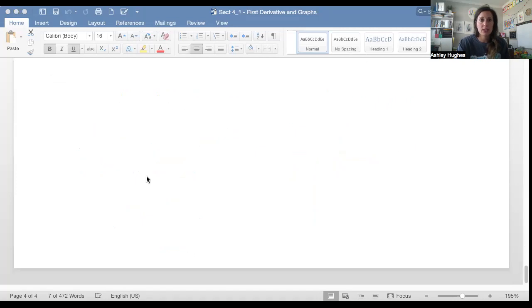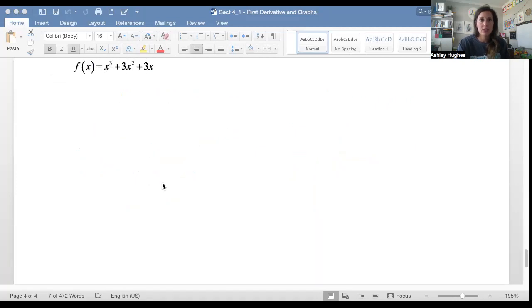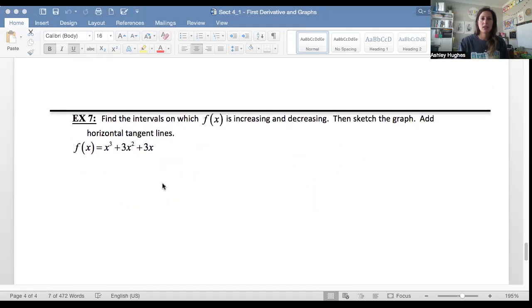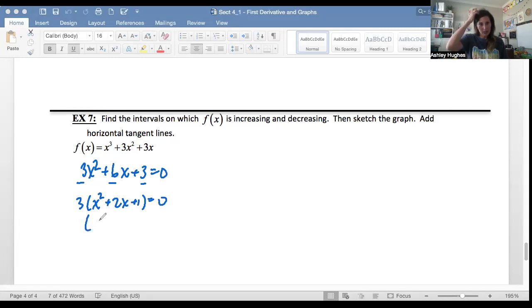Let's try the next one. Where is the function increasing and decreasing? So 3x squared plus 6x plus 3. Let's see if we can find a GCF. That's 3, so x squared plus 2x plus 1. So that would be, is that a factor? x plus 1 squared.